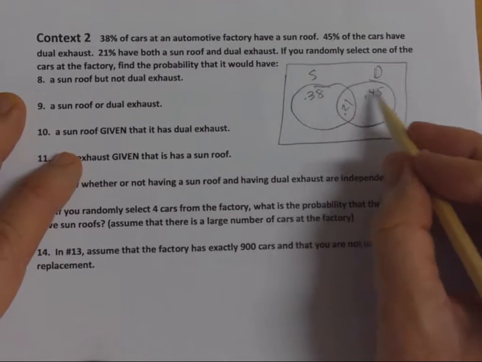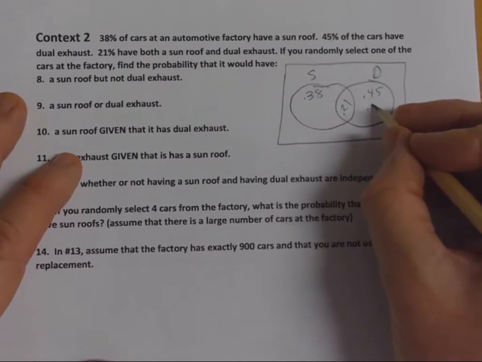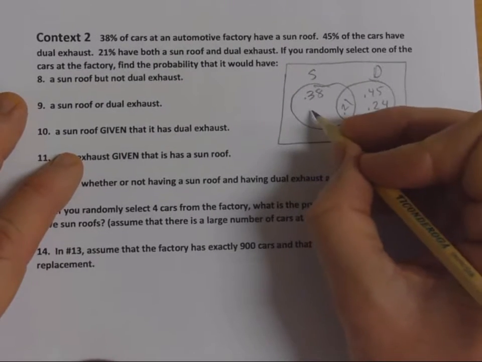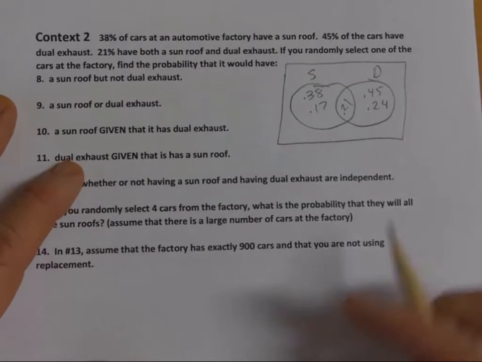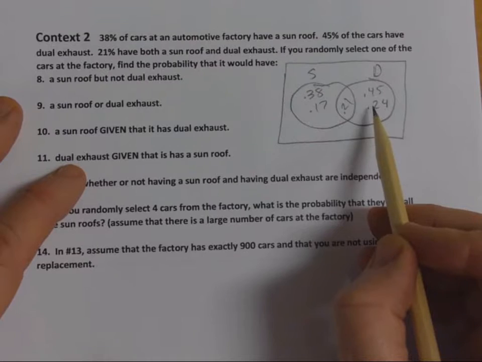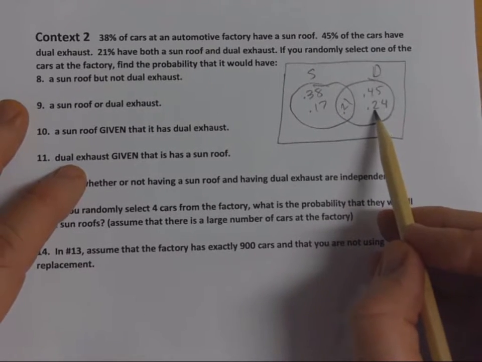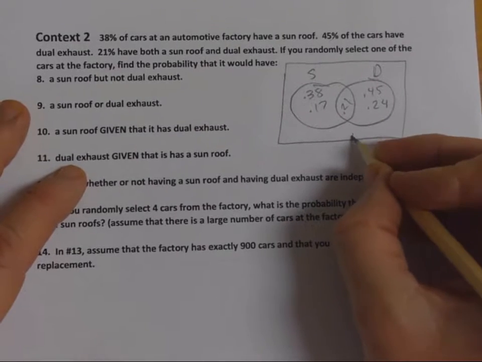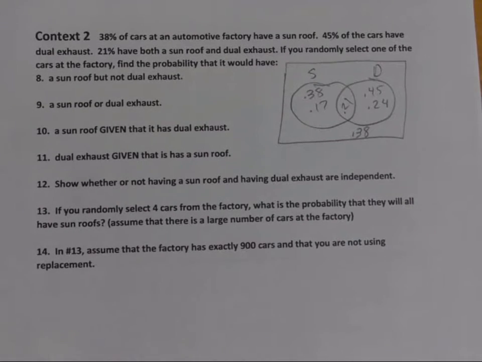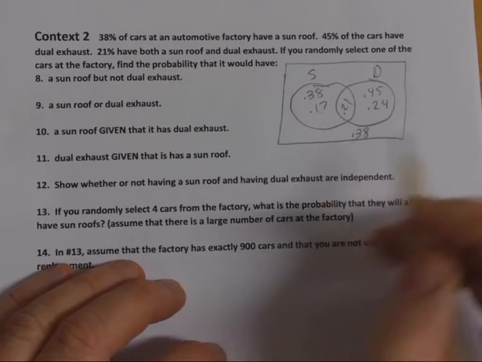Then you can find the area of these crescent-shaped regions, which represents dual exhaust but not sunroof. That minus that, so that'd be 0.24. Or the area of this crescent-shaped region, that minus that, and so that would be 0.17. And then you can find the area of the outside. The area of the inside, when you add up these three numbers, is going to add up to 0.62, I believe. And so that means it's got to be 0.38 on the outside. These four areas have to add up to 1.